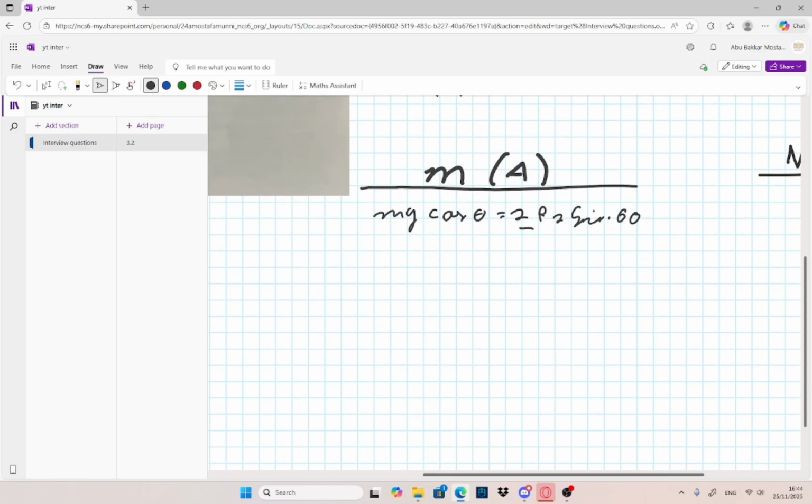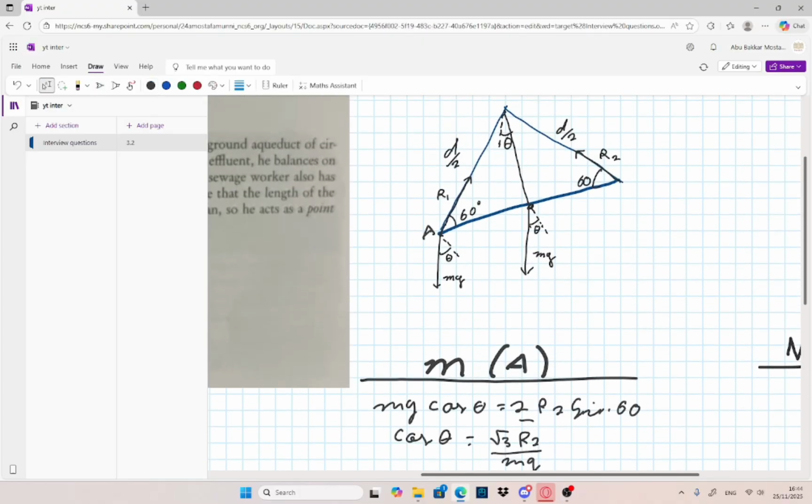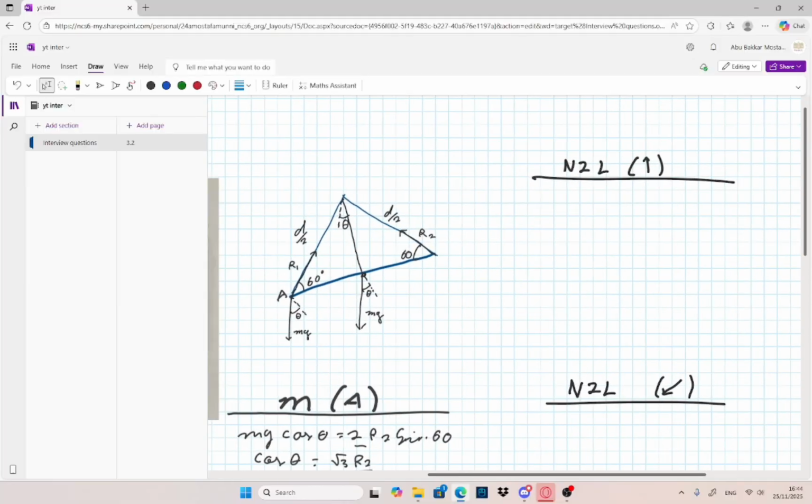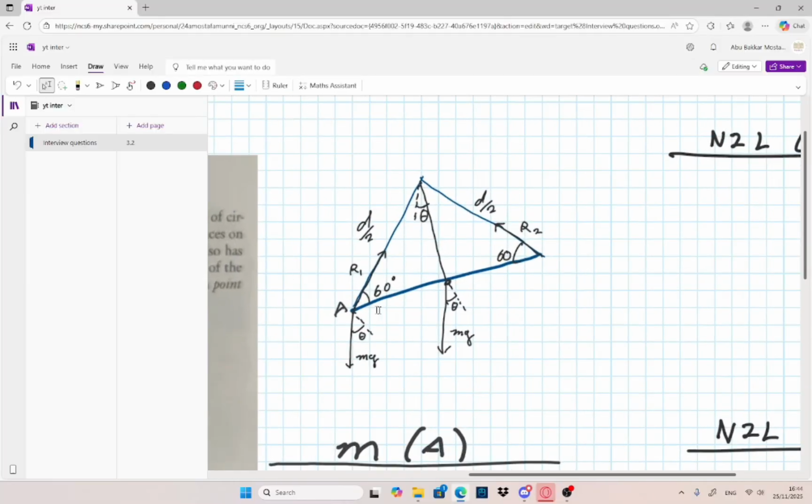In this case, we know that sine 60 is equal to root 3 over 2, which cancels with the 2. So we have that cos theta is equal to root 3 R2 divided by mg. This is our first expression. Now we will also need an expression for R1 and sine theta. So to do that, we're going to resolve the vectors in this question and balance them in this direction, perpendicular to the ladder, and in this direction, parallel to the ladder.